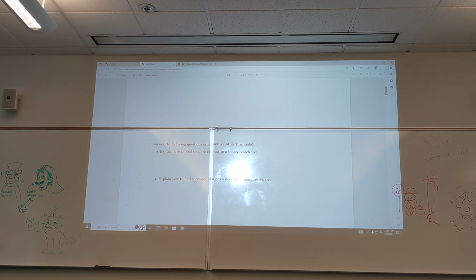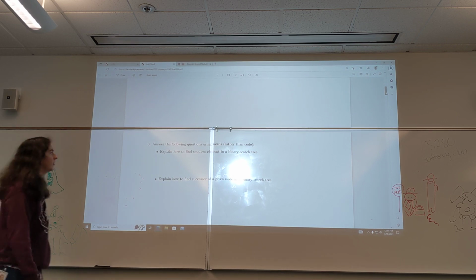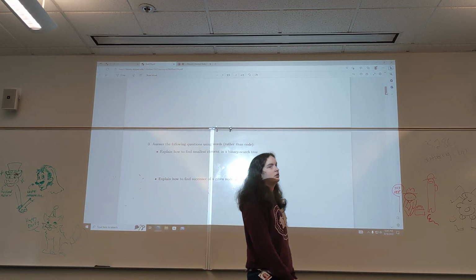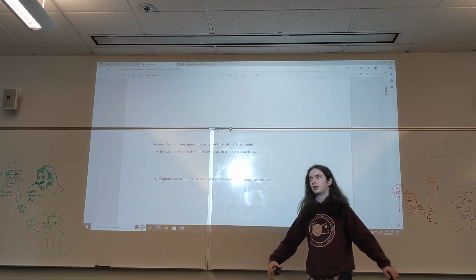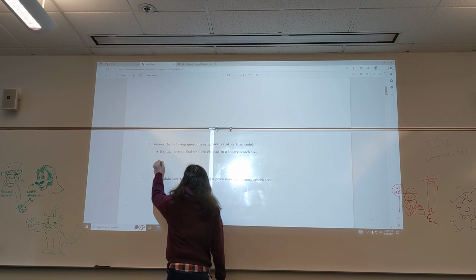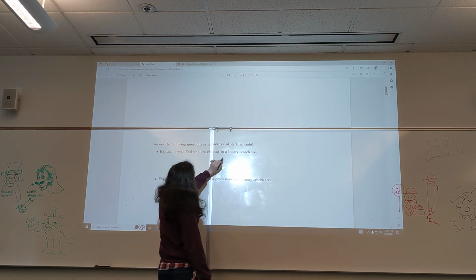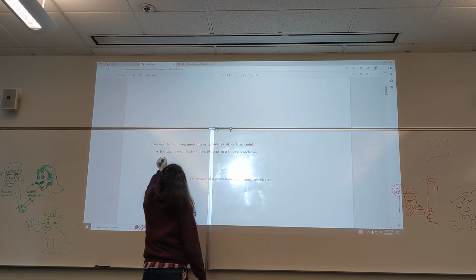Answer the following questions using words rather than code. How do you find the smallest element in a binary search tree? We'll go left, assuming the root is sorted, and keep going. You can assume it's sorted, because it says binary search tree, which means it has to be sorted.